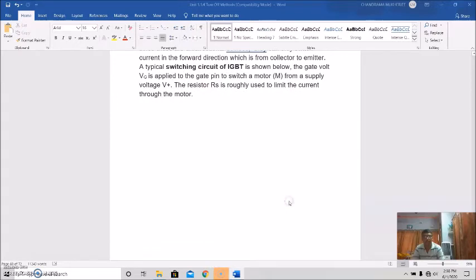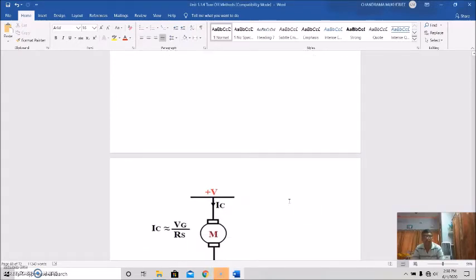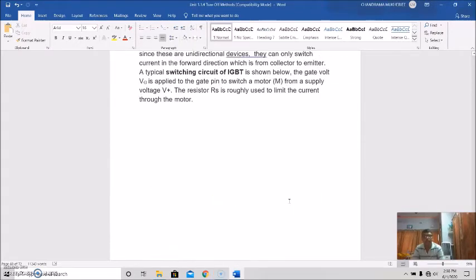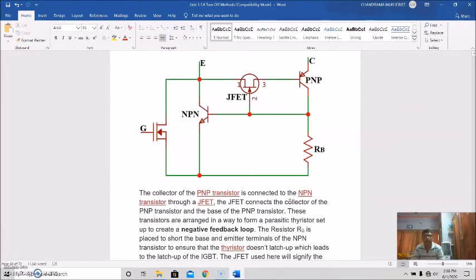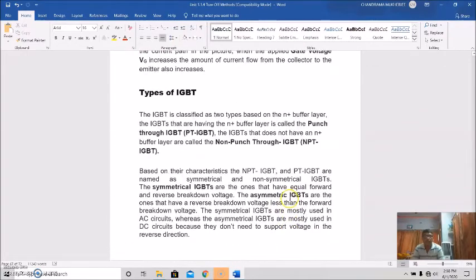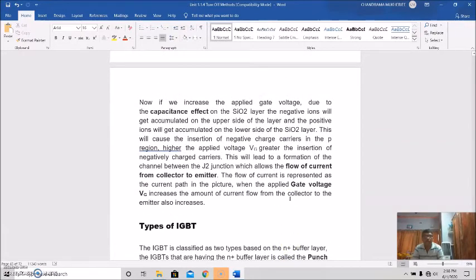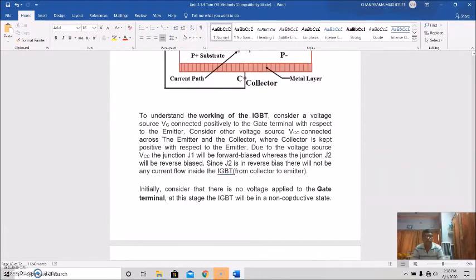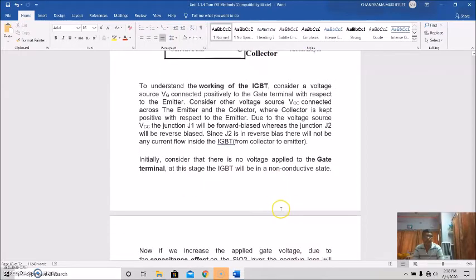In the characteristics we will find it. So later on we are coming here. Now, with no voltage applied to the gate terminal, the IGBT will be in a non-conductive state.